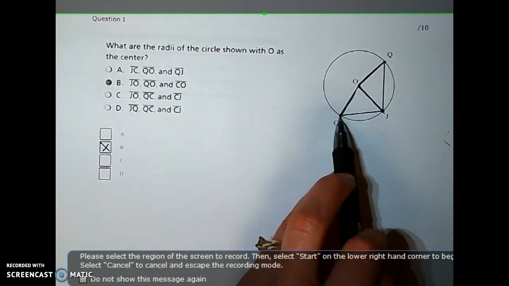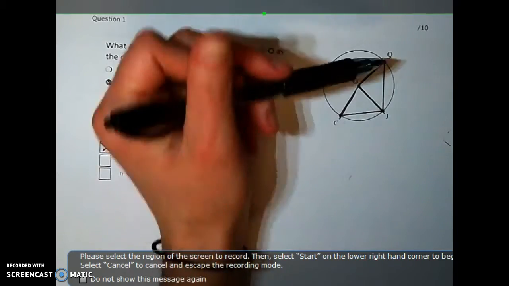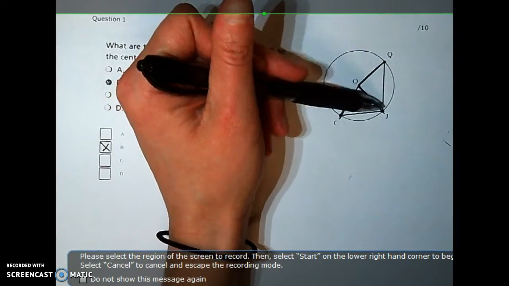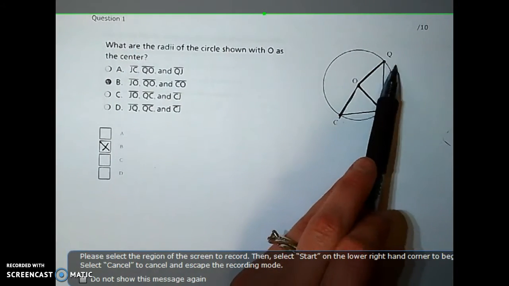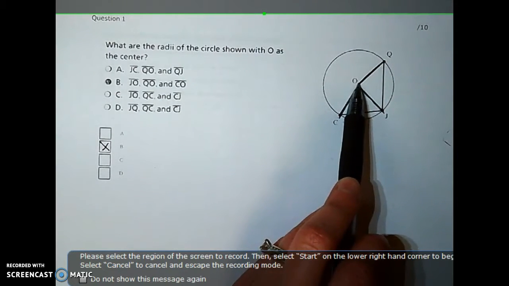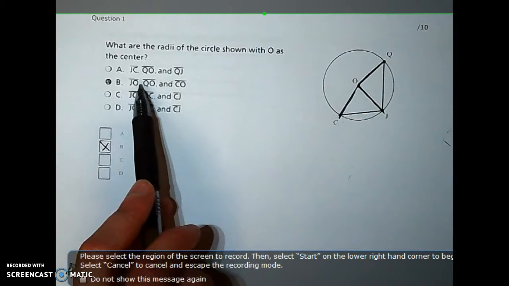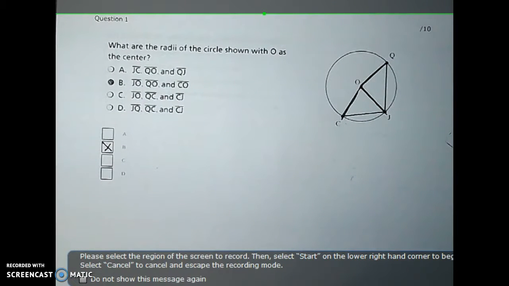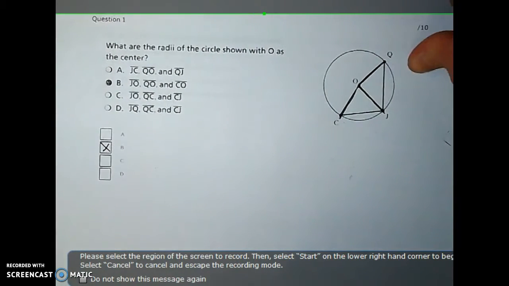Now notice that CJ is not a radius, and neither is QJ, because those don't go from the center to the outside edge. Also notice that everything that's a radius has O as one of its letters on the drawing.